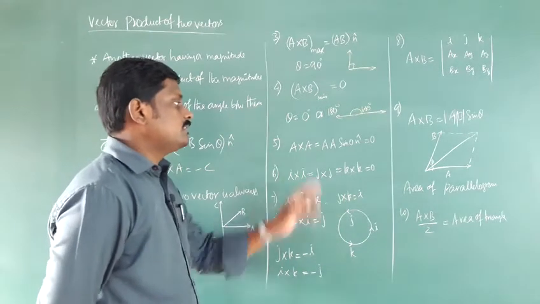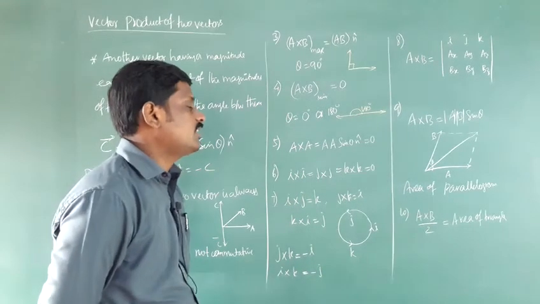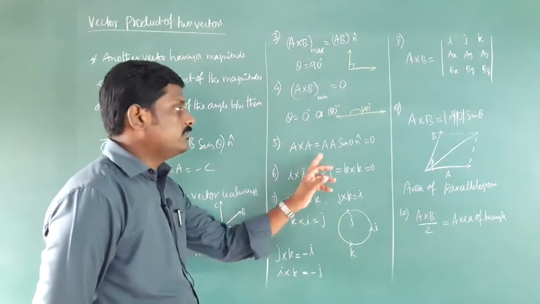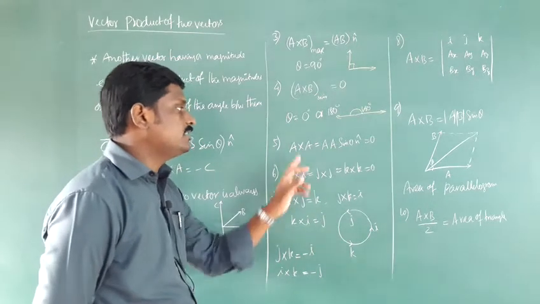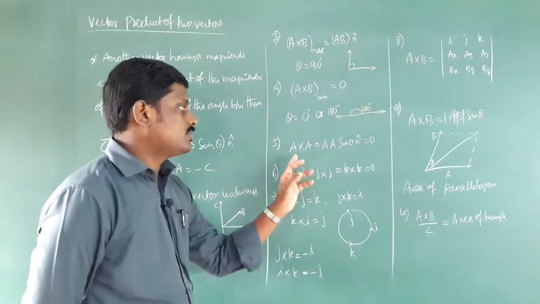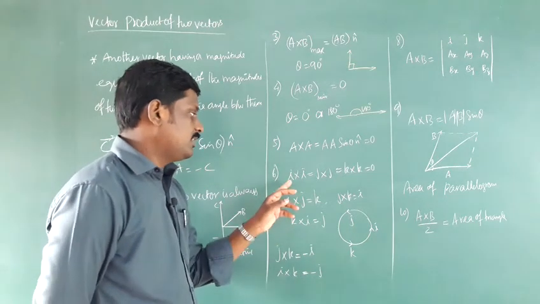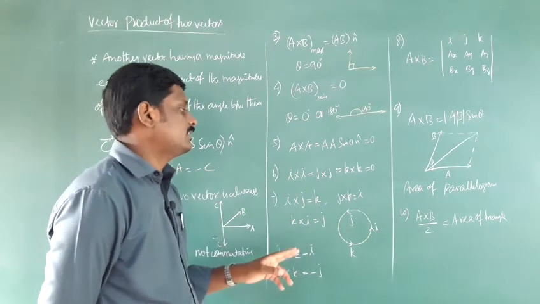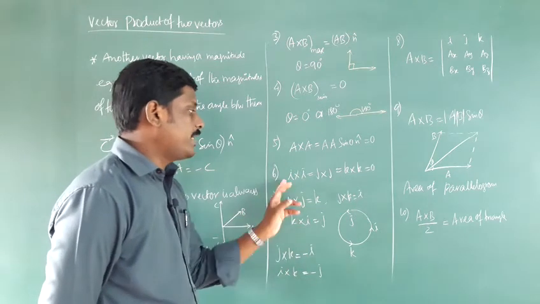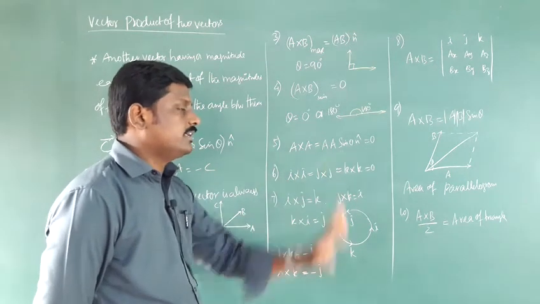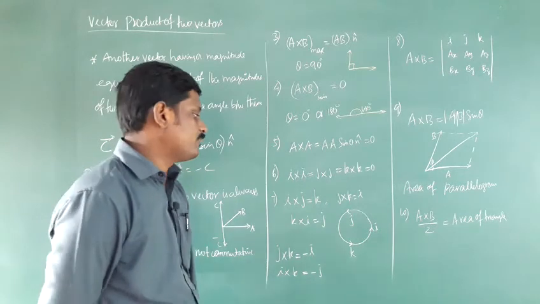Then A cross A, that is the self cross product, equals AA sin theta, where the angle is 0, so sin 0 is 0. So the self cross product of a vector is 0. In a similar manner, the self cross products of unit vectors, I cross I, J cross J, K cross K, are equal to 0, because sin 0 is 0.